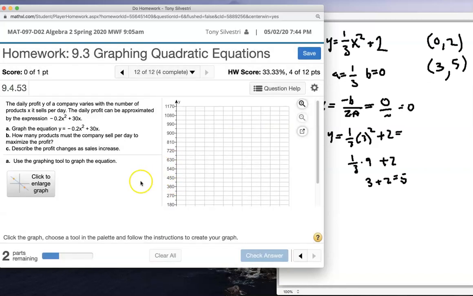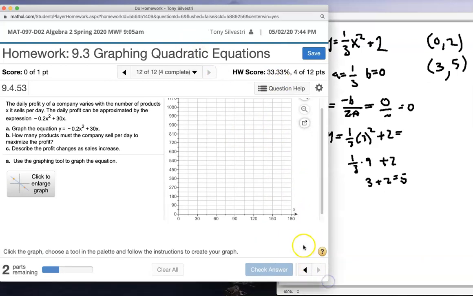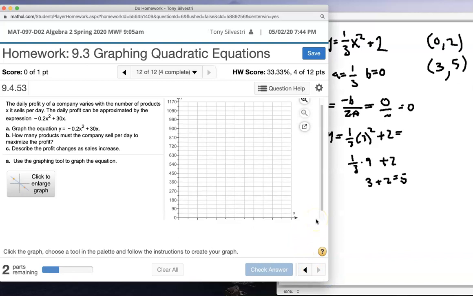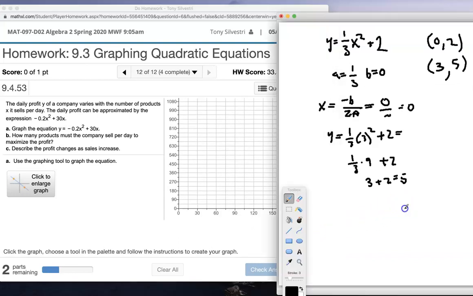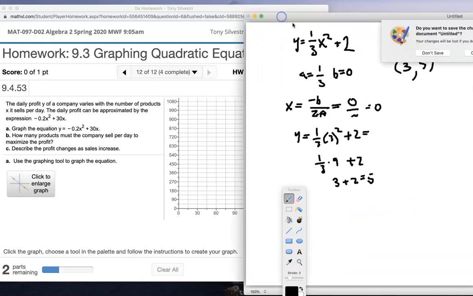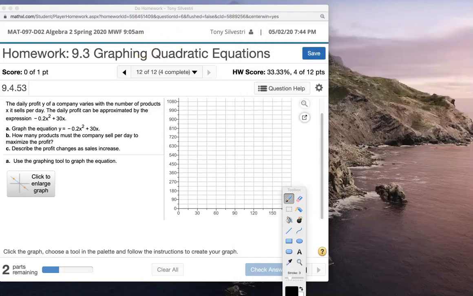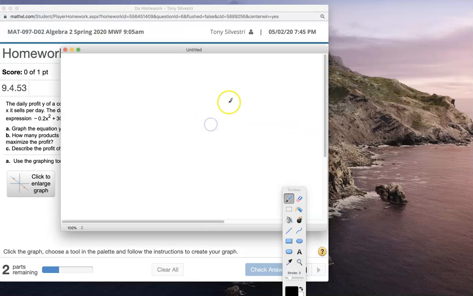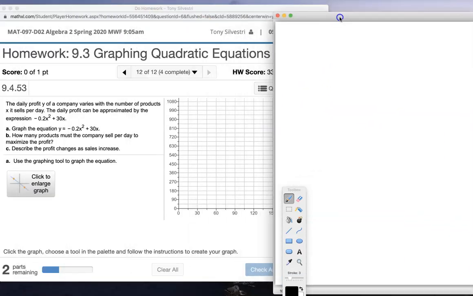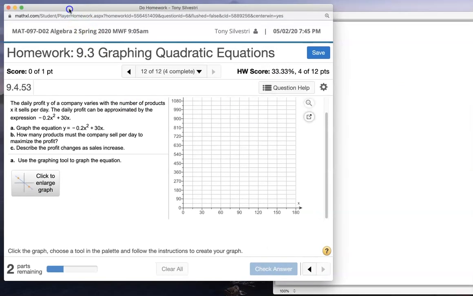And we'll do this last one. It looks like a lot of words, but it's not too bad. Let me see if I can make it a little bit smaller so I can fit that. Okay. And let's get a new sheet of paper going. Don't save it. File, new. Okay, nice and fresh. All right, so let's move this over here.